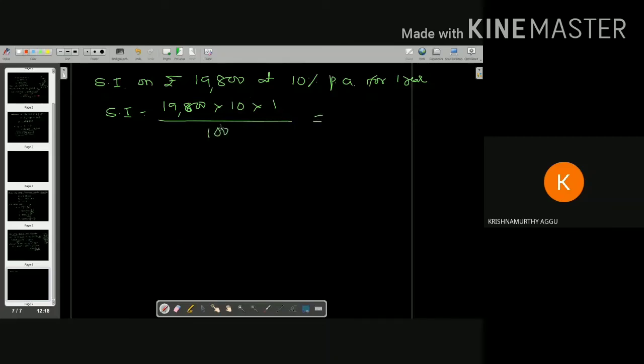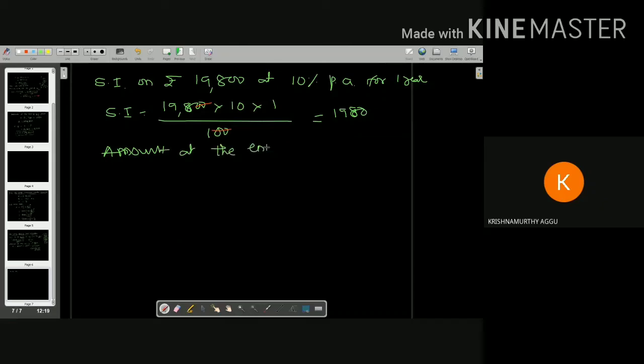And cancellation is double zero with just double zero. What is left here? 198 into 10 into 1, that is 1980. It is the interest for the next year. The amount at the end of second year, we wanted to write.